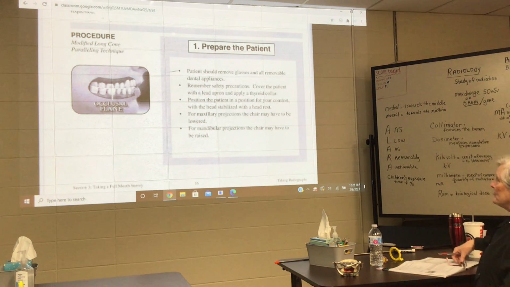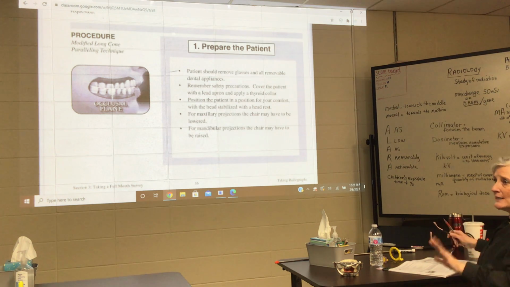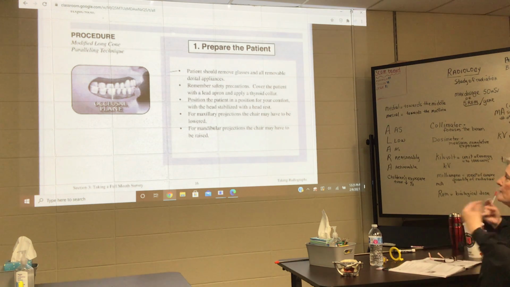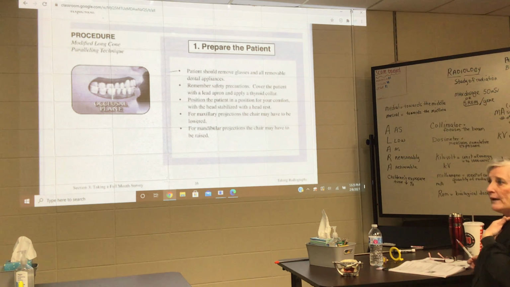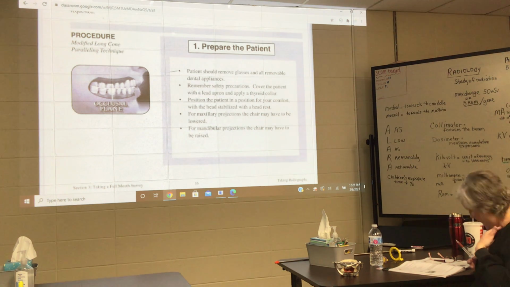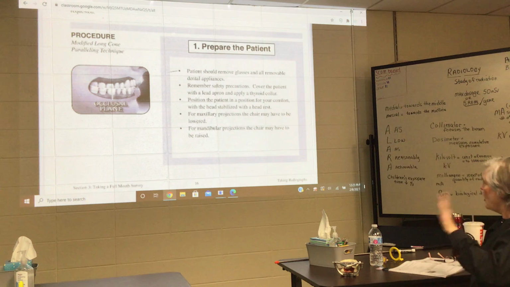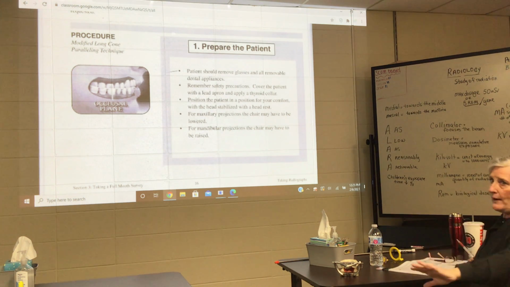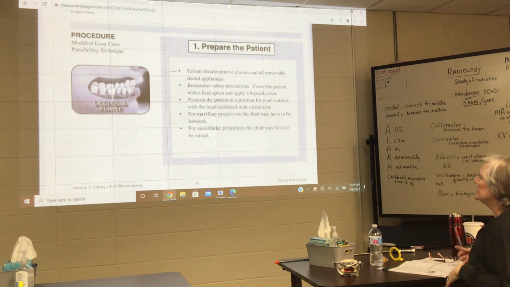So you want to have them remove their glasses and any removable dental appliances. You want to remember your safety precautions. You're going to cover the patient with a lead apron and apply a thyroid collar. When? Always. Always, always. It's an immodal term, from now and for eternity.